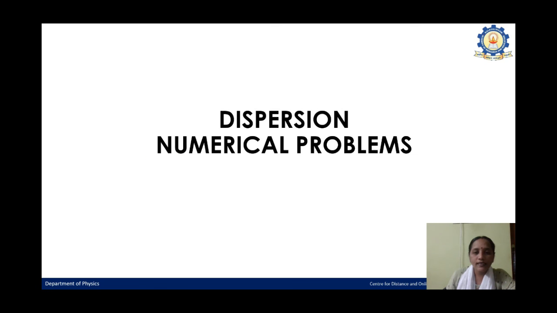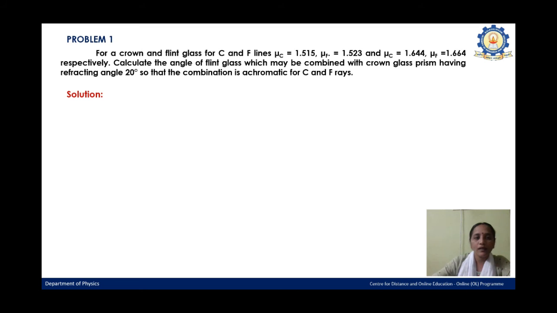Now let us discuss some numerical problems in dispersion. Problem number 1. For a crown and flint glass for C and F lines, mu C is equal to 1.515, mu F is equal to 1.523 and mu C is equal to 1.644, mu F is equal to 1.664 respectively. For crown and flint glass, they are given the respective refractive indices for C and F lines.